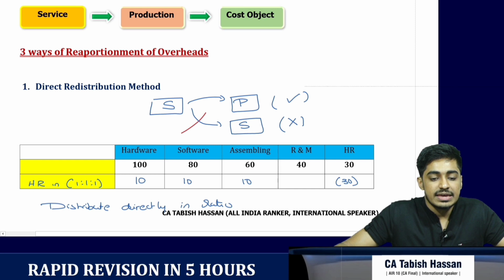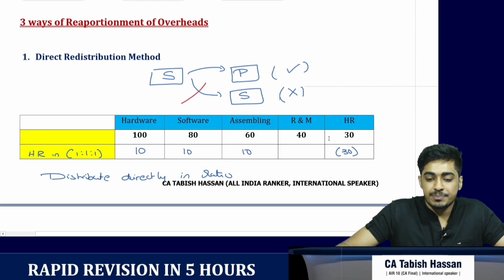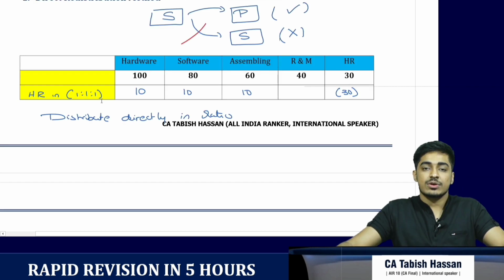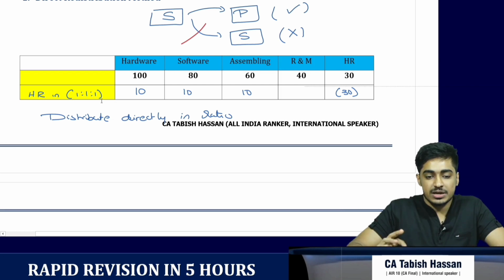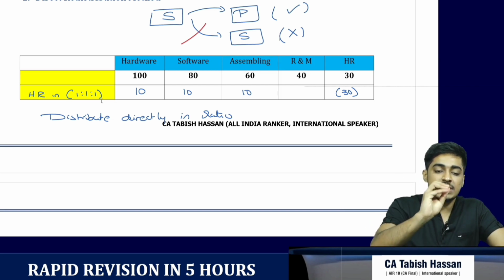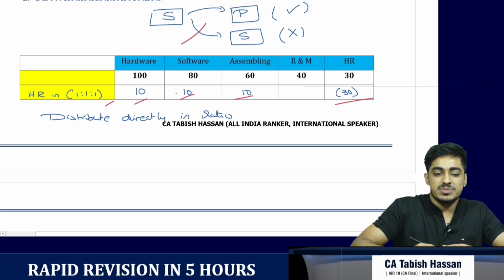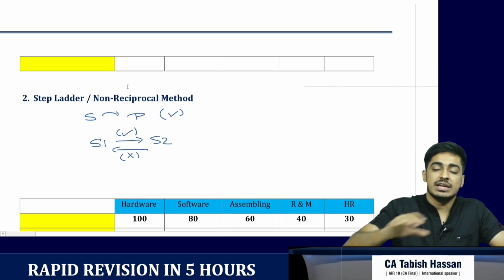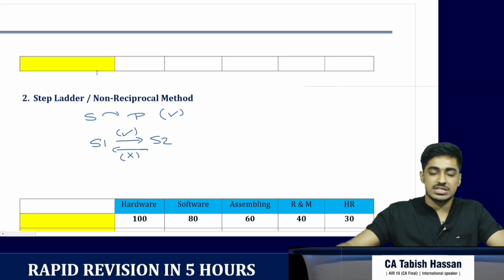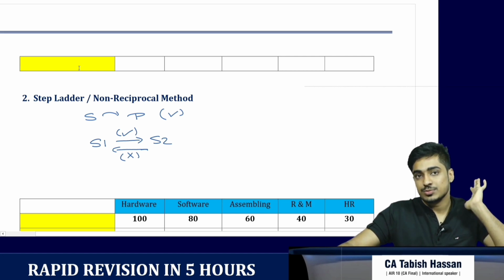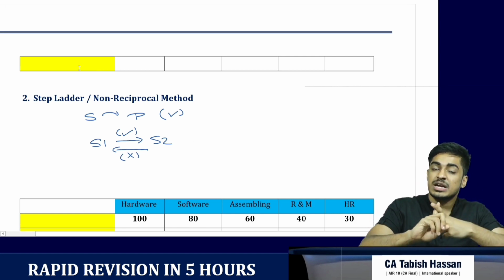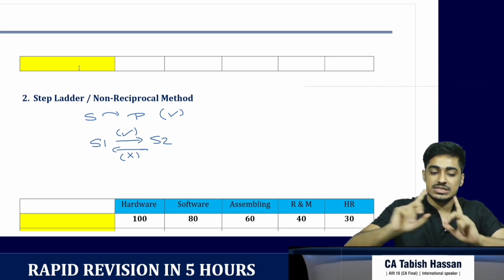Okay. In this example, how do we do it? We have the primary distribution here. These are the 2 service departments. The HR, we are only distributing it to the production departments. It's very simple. Directly the ratio will be given, and we have to distribute it in that ratio. Say for example, we have 30 rupees here. We are distributing it in 1:1:1, so it gets 10, 10, 10. This gets cancelled. Similarly, we do it for repairs and maintenance, and ultimately we get the total overhead for every production department. That is the direct redistribution method. The assumption is that service departments do not provide services to each other.